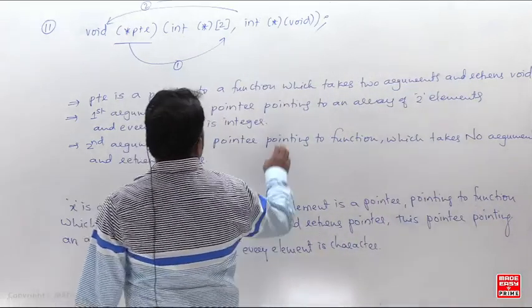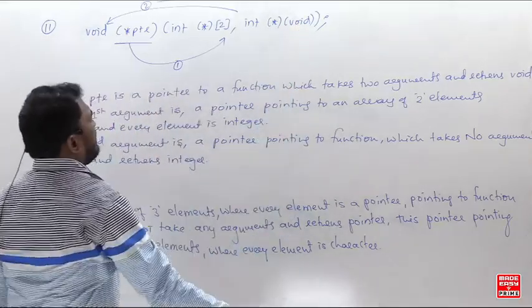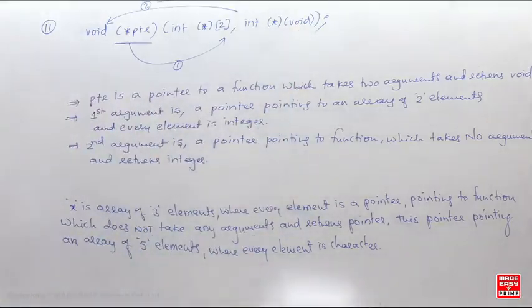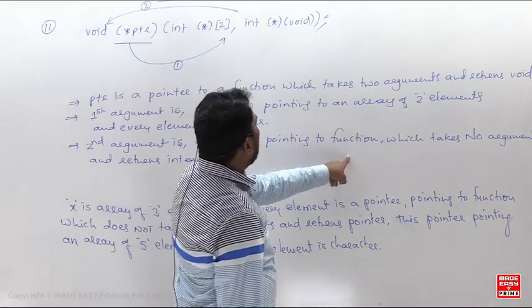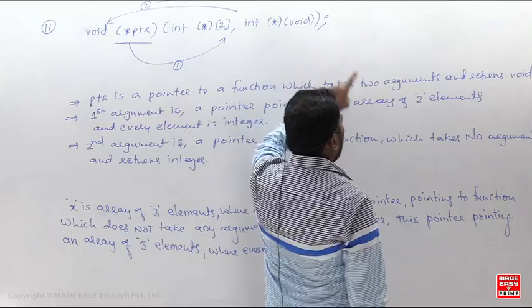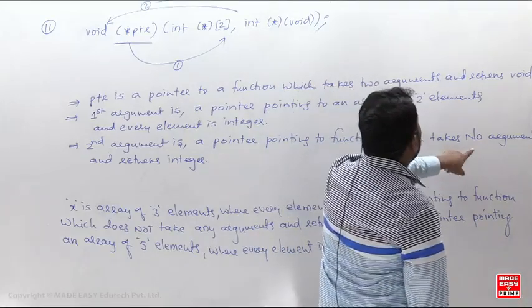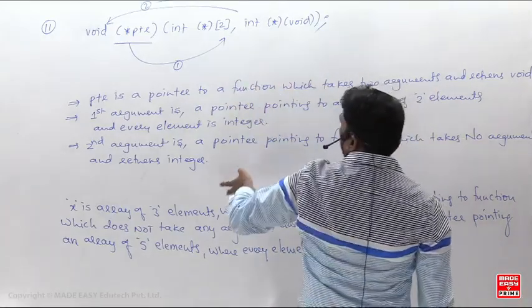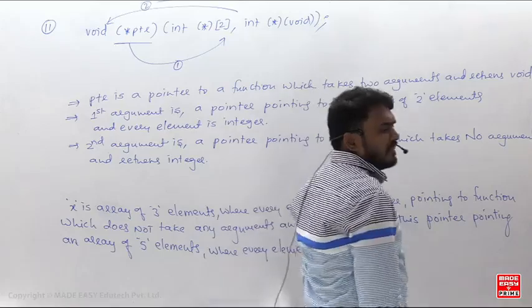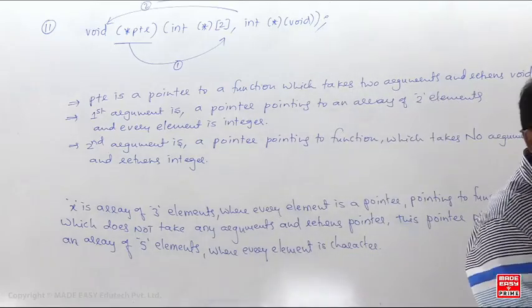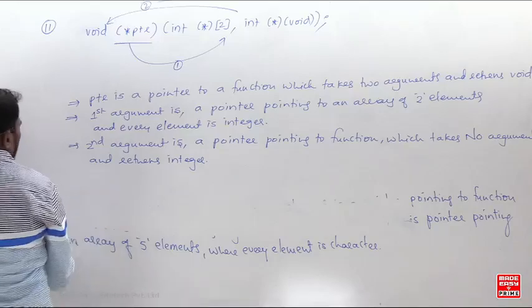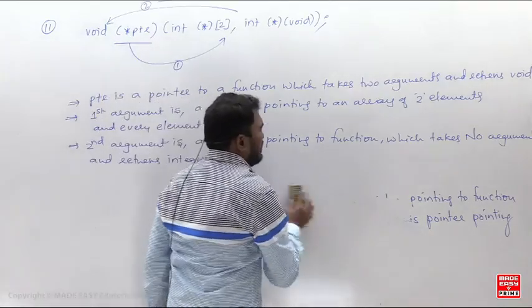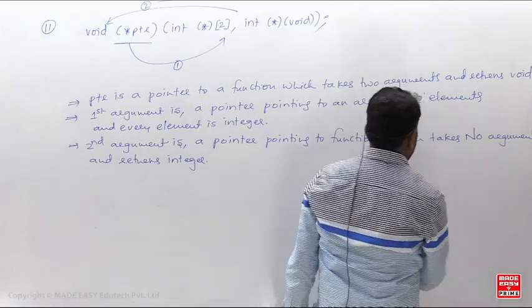The argument is a void. Void means what? No argument. Second one, look here: a pointer pointing to a function which takes a void as argument. Void means no argument. Returns integer. Void means nothing. It is not taking any argument. That is the meaning of void.